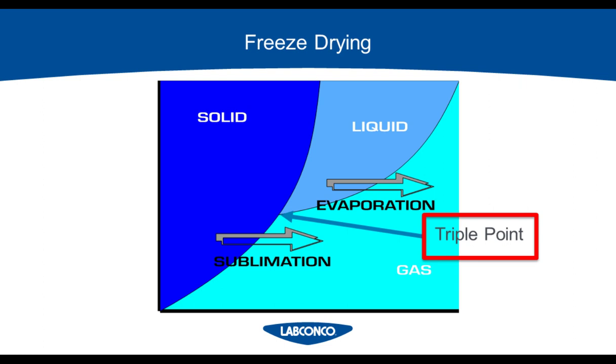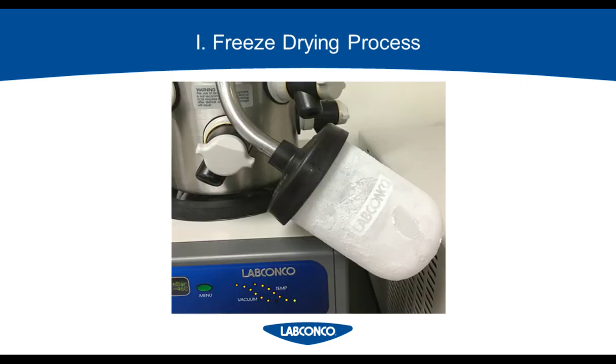When freeze-drying, it's important to cool the material below its triple point, which is shown on the graph. The triple point is the highest temperature at which the solid and liquid phases of the material can coexist. Being below this point ensures that sublimation rather than evaporation will occur.